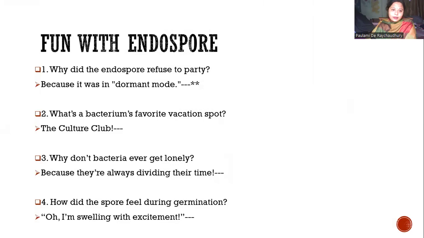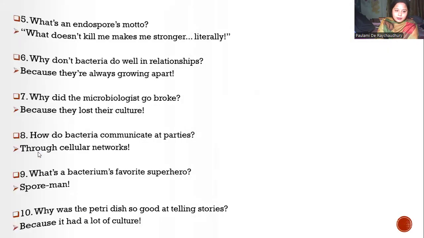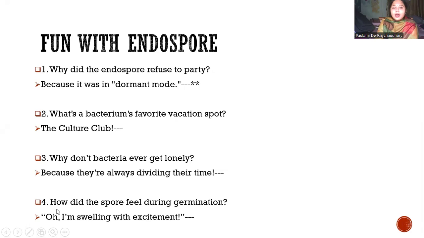And then some fun with endospores. Why did the endospore refuse to party? Because it was in dormant mode. And what is the bacterium's favorite vacation spot? The culture club, because all the materials are available there. They are metabolically active in culture media. Why don't bacteria ever get lonely? Because they are always dividing their time. How did the spore feel during germination? They imbibe water, because a spore has low water content and a vegetative cell has much more. So they feel like, oh, I am swelling with excitement.